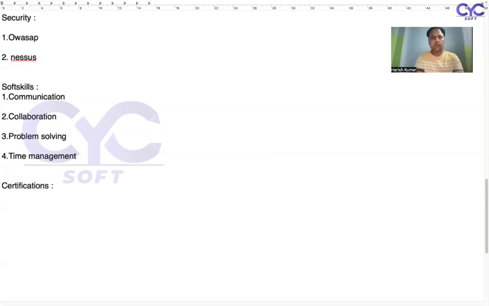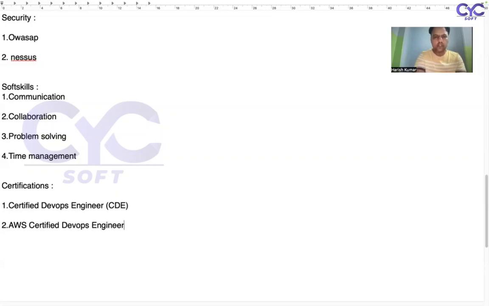If you want to get certifications, the first one is certified DevOps engineer, the CDE. The second certification is AWS certified DevOps engineer. The next one, if you want to go with other cloud platforms also, is Azure certified engineer.